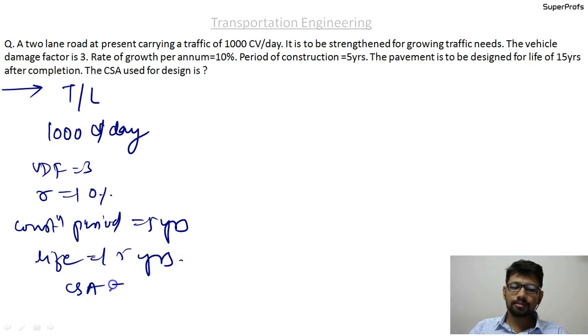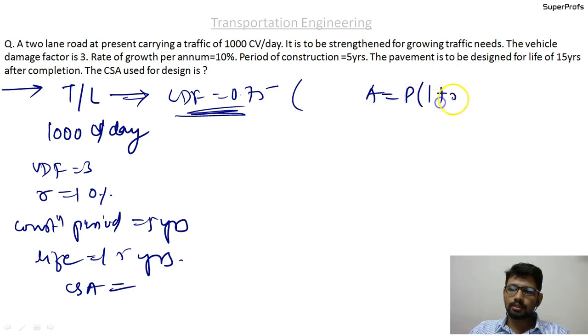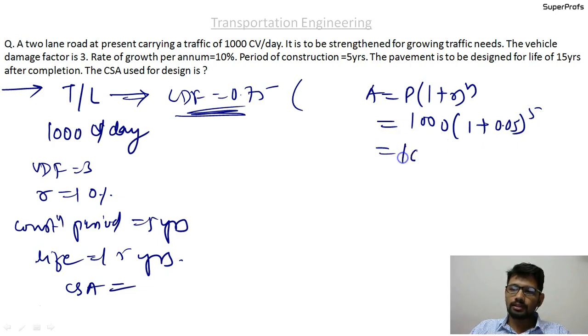The CSA used is a very straightforward question, I should not discuss. Since it is a two-lane road, the lane distribution factor will be 0.75. We have considered two-lane single carriageway since information about the median is not given. So first of all we need to find out the A value. A equal to P into (1 plus R) to the power N. P is equal to 1000 into (1 plus 0.05) to the power N, N is 5, so 1611 CV.